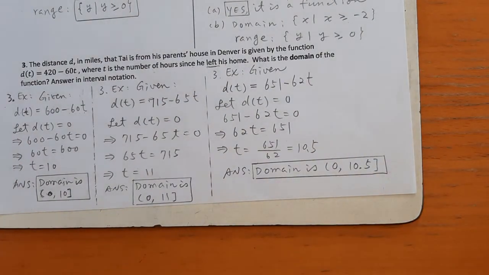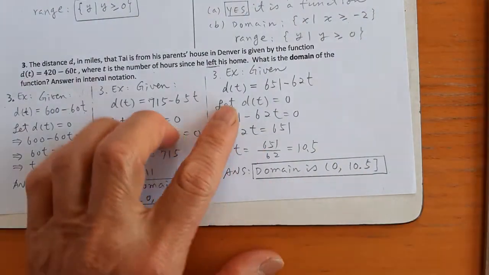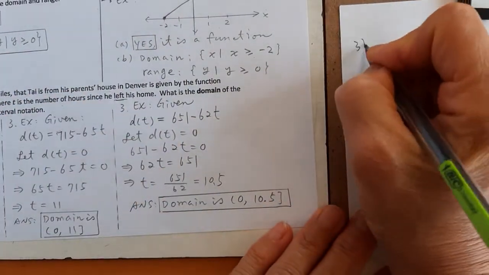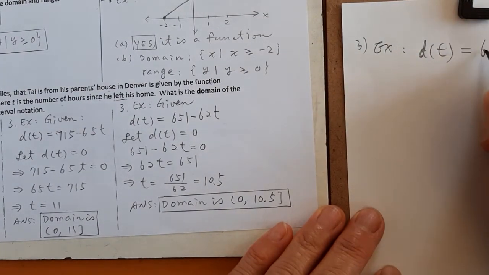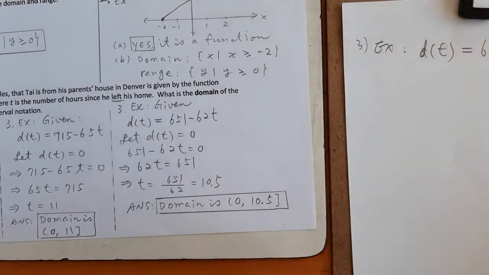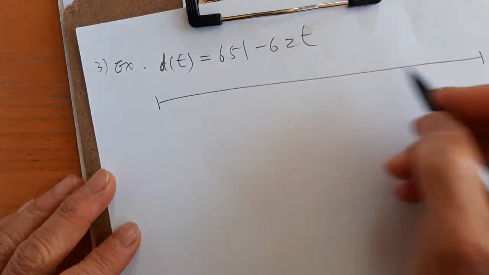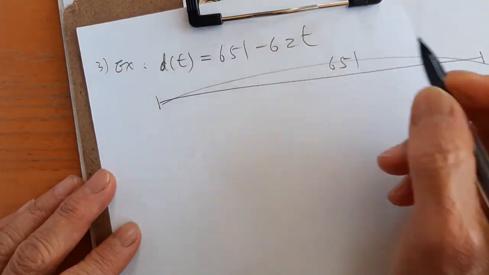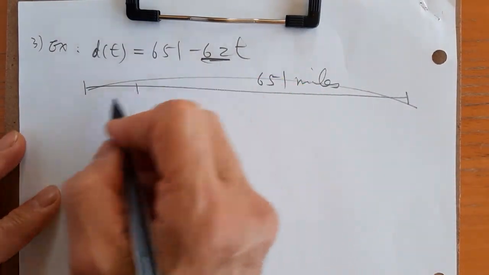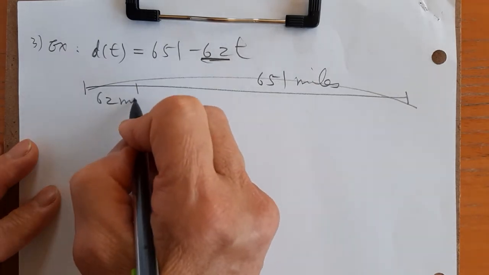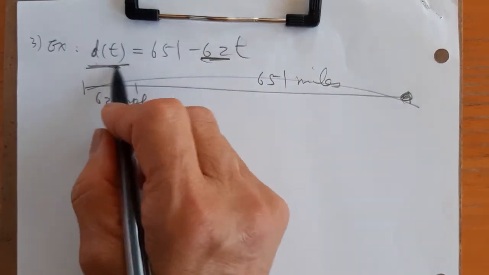Next, question 3. Another example. If a given distance function is like this, distance of t equals 651 minus 62t. That means from Tai to parents' home, the total distance is 651 miles. Each hour he travels 62 miles per hour. And when he arrives at home, that distance is 0.